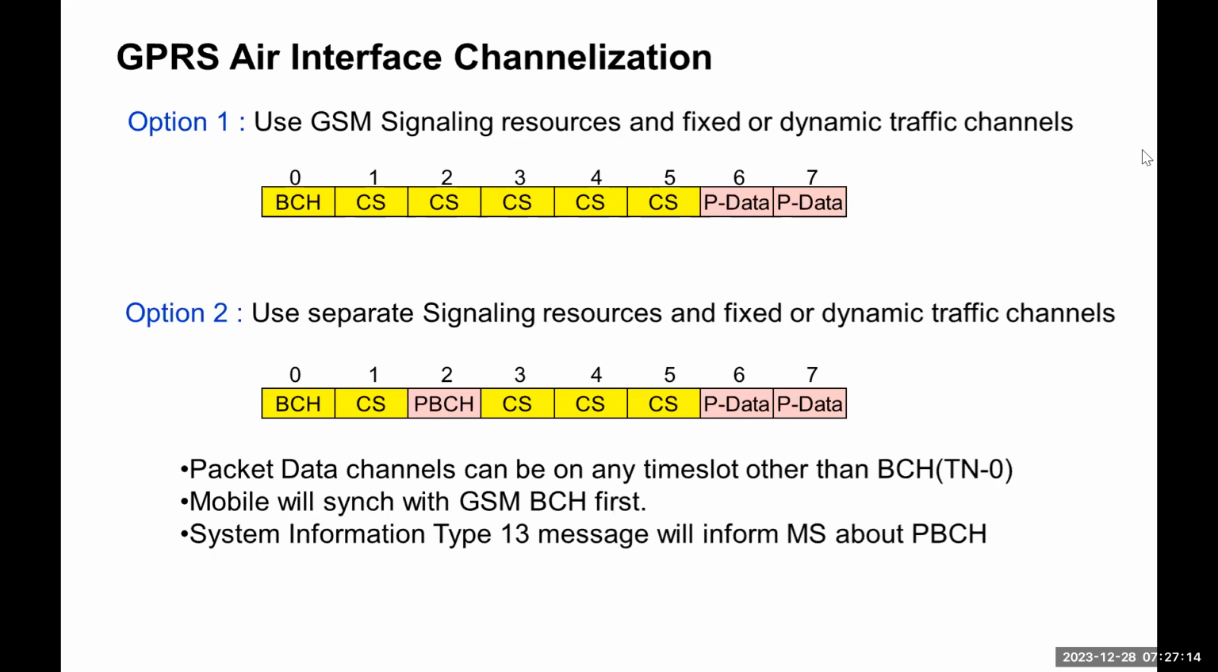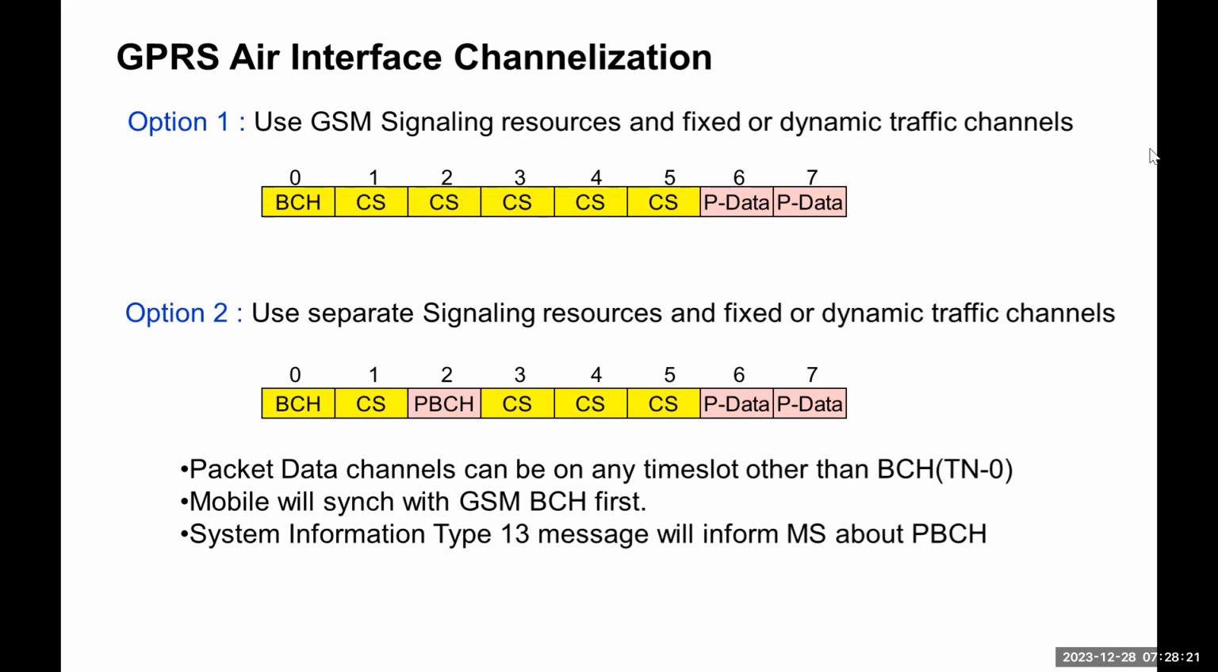There are basically two possible options for GPRS air interface channelization or multiplexing. Option 1, we can see here the use of existing GSM signaling resources for GSM and have the separate packet data channel. Option 1 means the signaling resources are the same as for the GSM, but they have different packet data channel resources. In the GPRS, packet data channels are also capable of carrying signaling information. With this option, the GPRS mobile basically comes on with the broadcast channel of GSM and uses the common control channels of the GSM, and for the traffic, it is asked to switch over to the packet data channels.